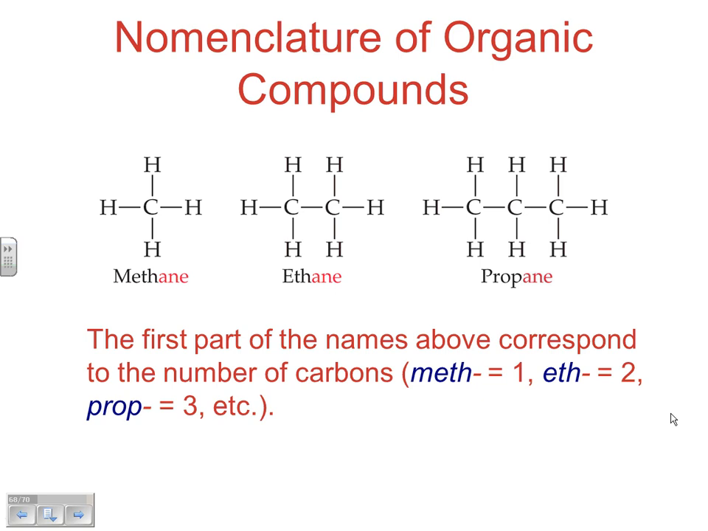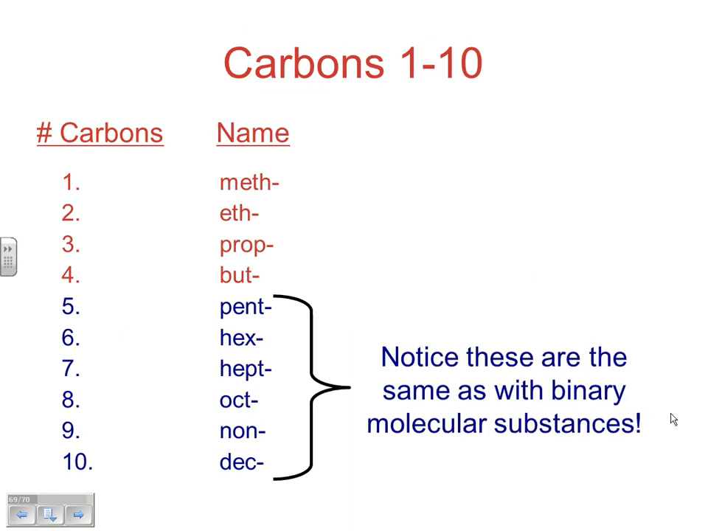Now the first part of the name above corresponds to the number of carbons. I said you need to be able to count to 10 in organic. Meth is 1, eth is 2, prop is 3, but is 4, pent is 5, and so on. So if we have methane, that means 1 carbon. Ethane, that means 2 carbons. Propane means 3 carbons. And the ane part means we have an alkane. They're all single bonds. So counting to 10 in carbon, you have to be able to do this, and this is the one thing that's new.